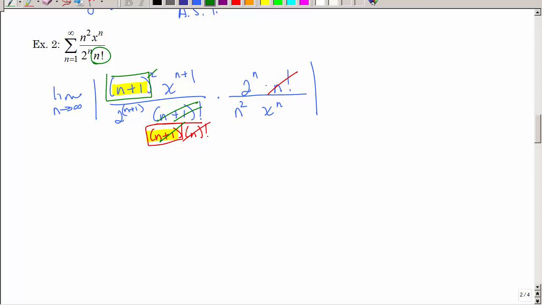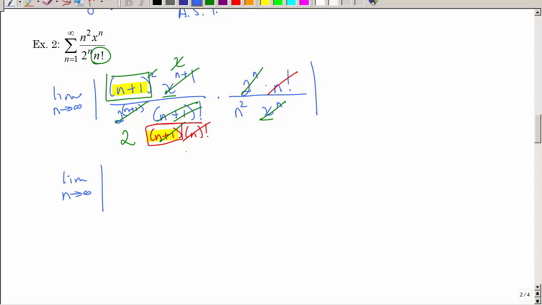So let's see, we've gotten rid of that. Now, what about the 2's? I can reduce that to just 2 in the denominator. These x's I can reduce to just x. Again, you really need to know your laws of exponents, keeping the base, subtracting the exponents, and being really careful about that. So we have the limit as n approaches infinity of the absolute value.